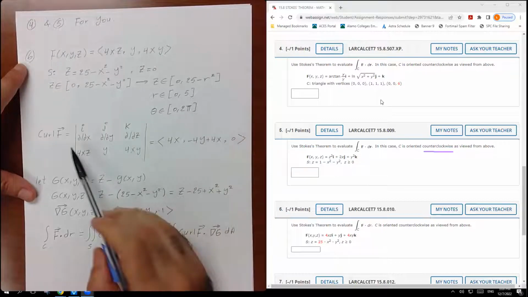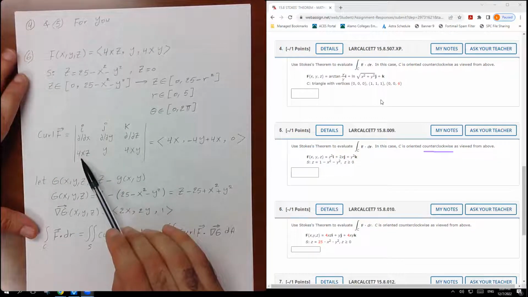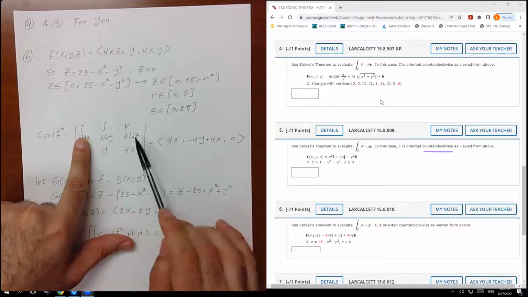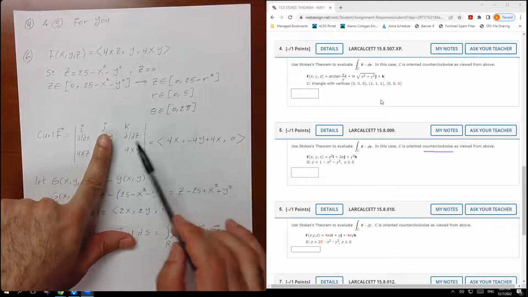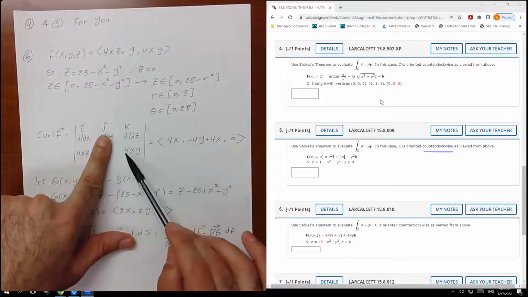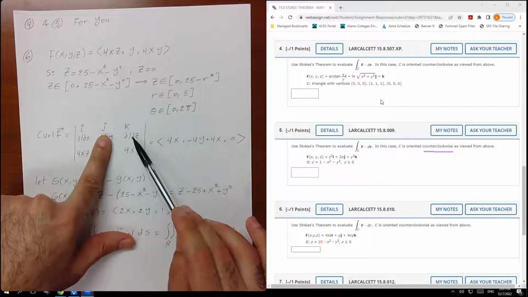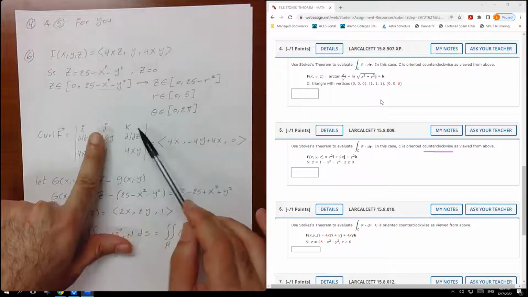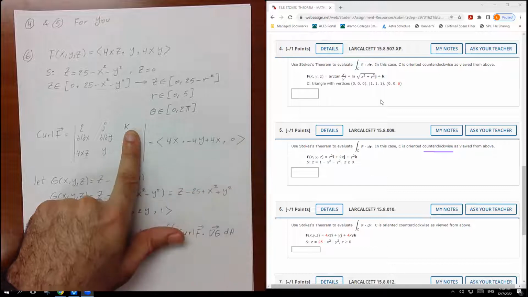So to find the curl of f, I'm going to write these down with i, j, k. For the i, the derivative with respect to y is going to be 4x, minus the derivative with respect to z, which is going to be 0. For the j, it's going to be negative: the derivative with respect to x is negative 4y, minus the derivative with respect to z, which is going to be plus 4x. And for the k, the derivative with respect to x is 0, and the derivative with respect to y is going to be 0.